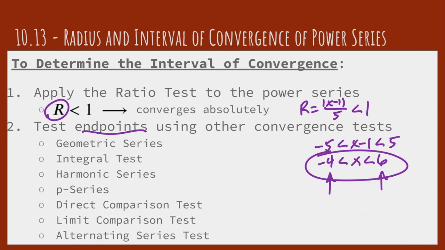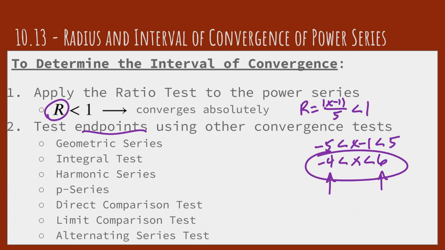Some of the tests we've seen before. Some of them we'll be looking at in the future. But we're going to use another test besides the ratio test to see what's happening at the endpoints and to see whether or not we should include them in our interval of convergence.